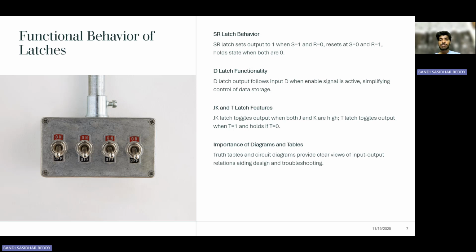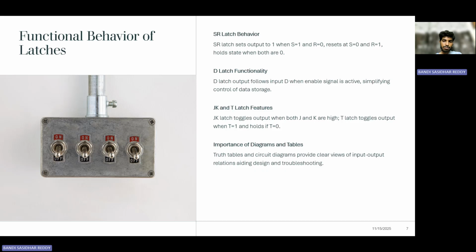The D latch has a simpler truth table where the output Q follows the input D when the enable signal is active. The JK latch combines the features of the SR latch and includes a toggle condition if both J and K are high. The T latch has a truth table indicating the output toggles when T equals 1 and remains unchanged when T equals 0. These circuit diagrams visually represent the internal logic gate connections that realize these behaviors. They help in designing and analyzing digital systems by providing a clear view of how inputs affect outputs.